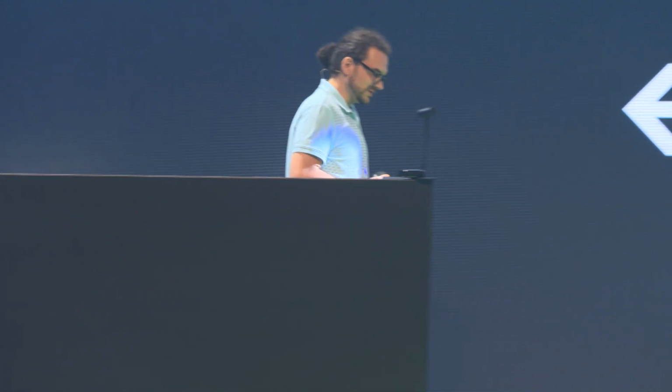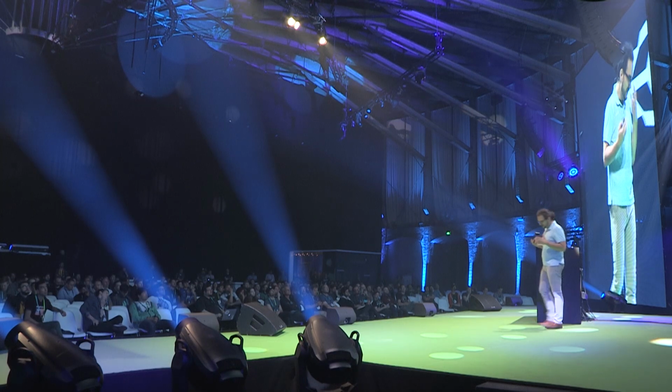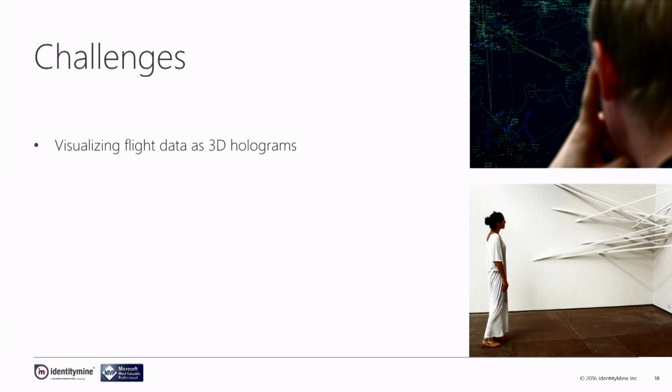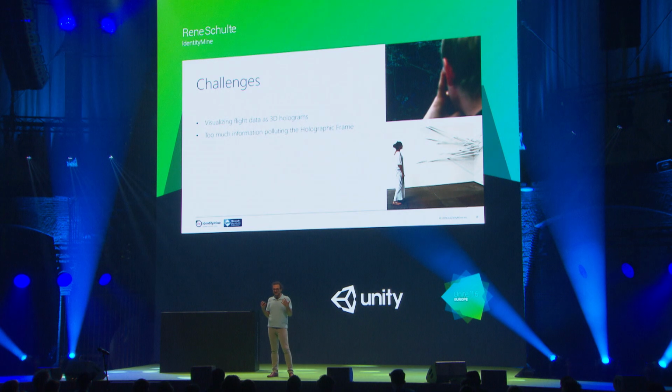So what are the challenges when we implemented that? First of all, when you visualize flight data, you run into a bunch of issues, because usually it's meant to be visualized in 2D, right? But visualizing in 3D also adds another dimension of errors, basically. You need to be careful not to pollute the holographic frame, right? You have a limited frame, a certain size of a frame, and you want to show a lot of flight information. Flight information is very dense, lots of stuff, but you need to be careful that you're not putting too much stuff in front of the user.